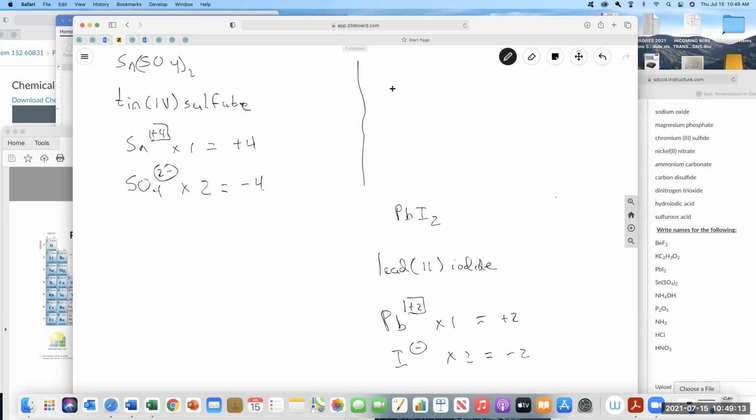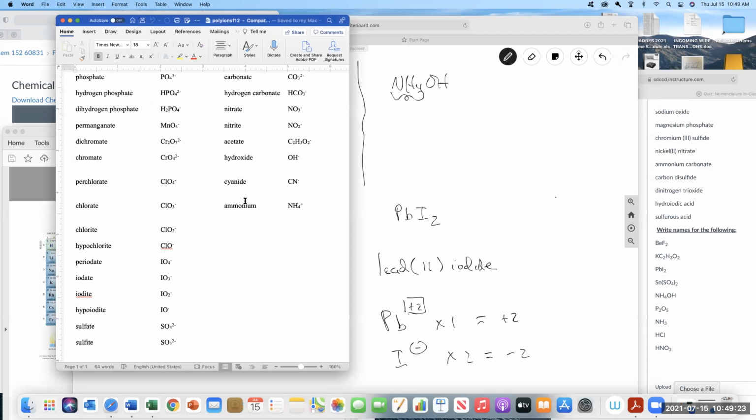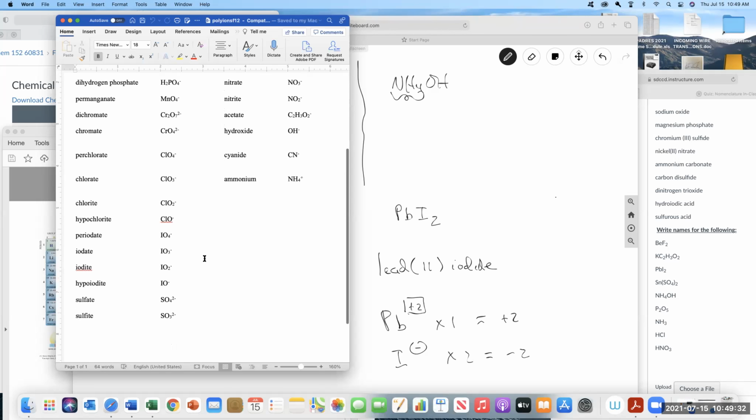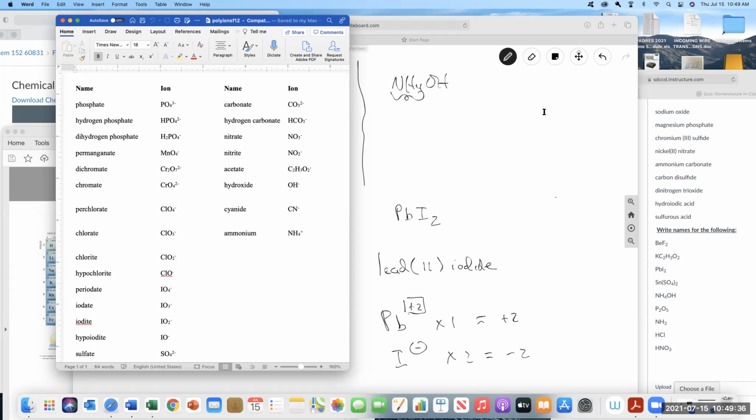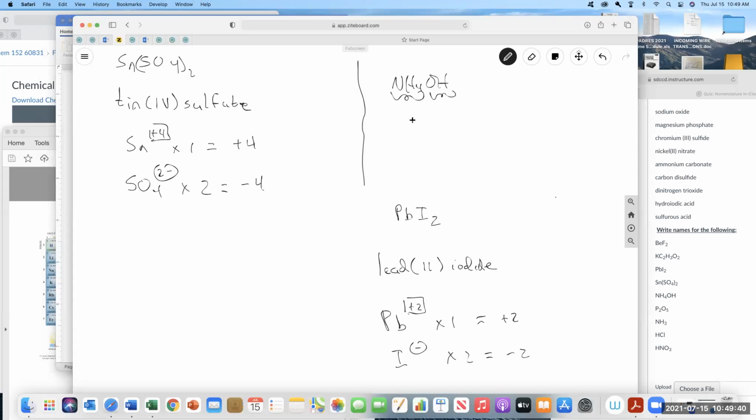All right, NH4OH. Okay, this is 2 polyatomic ions, and again, it's a recognition thing. This is ammonium, and OH is hydroxide. Where is hydroxide? It better be on this list. Oh, there it is, right there. OH. All right. So ammonium hydroxide.